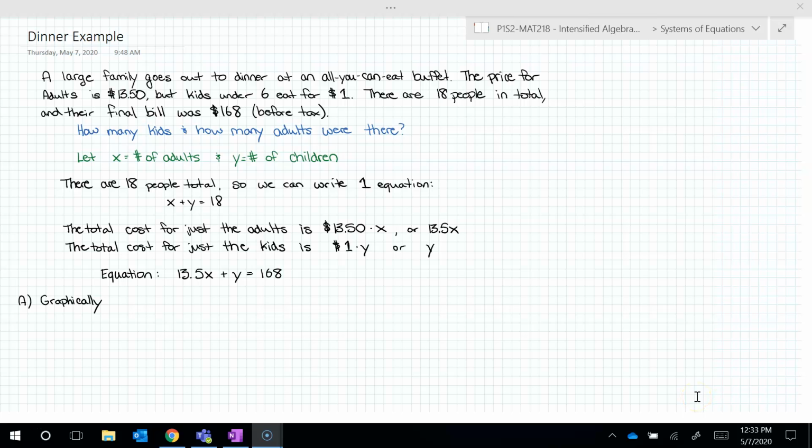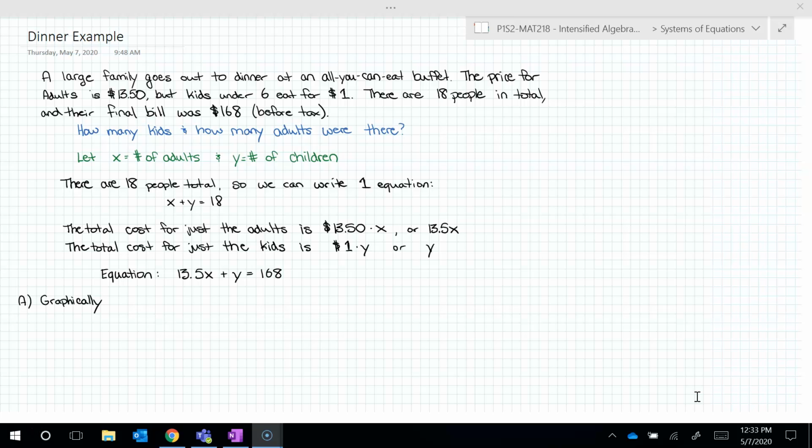All right, here we're going to look at another example of how to solve a system of equations. The situation has changed a little bit, and the way we write the equations has also changed a little bit here. It says a large family is going out to dinner. The price for adults to eat is $13.50, but kids under 6 eat for $1. There are 18 people in total, and their final bill was $168. So the ultimate question here is how many kids and how many adults were there?